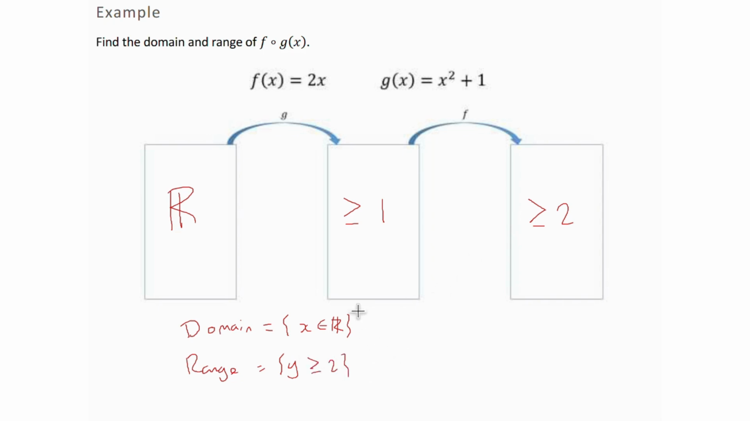Now notice that the domain and range, well, the range in particular here, is dependent on the composite function, not just the second function. If it was just f of x, the range here would be all real numbers. But because we have this bit that comes before, that affects the range of the composite function.